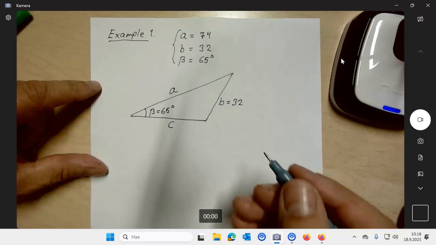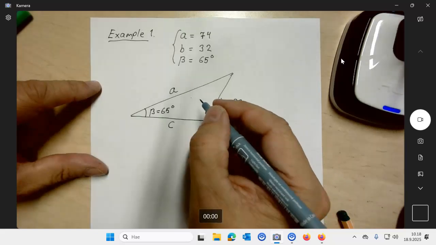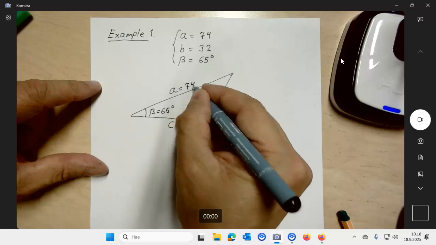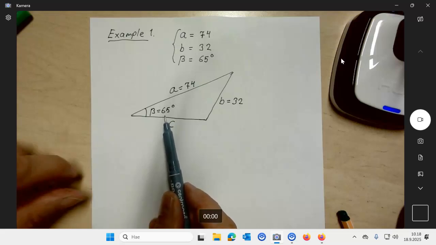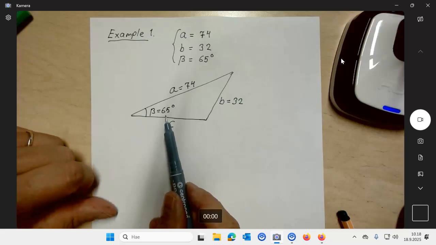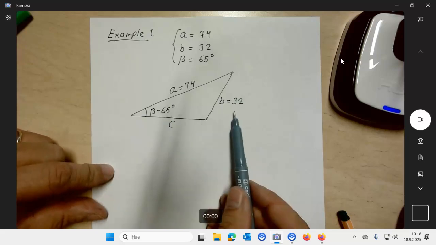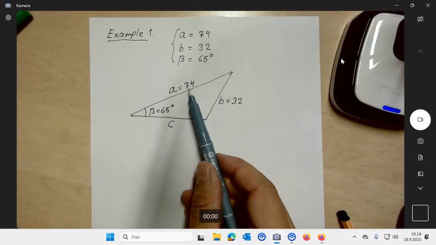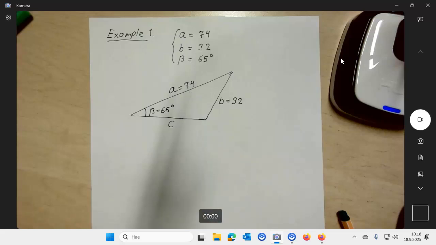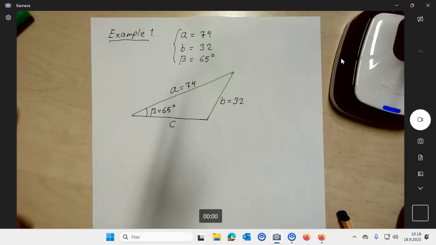2 and A equals 74. What is 65 in Finnish? 65, if you drop the I away. How about 32? 32. And this 74, yes. You are very good in Finnish almost at this point already.